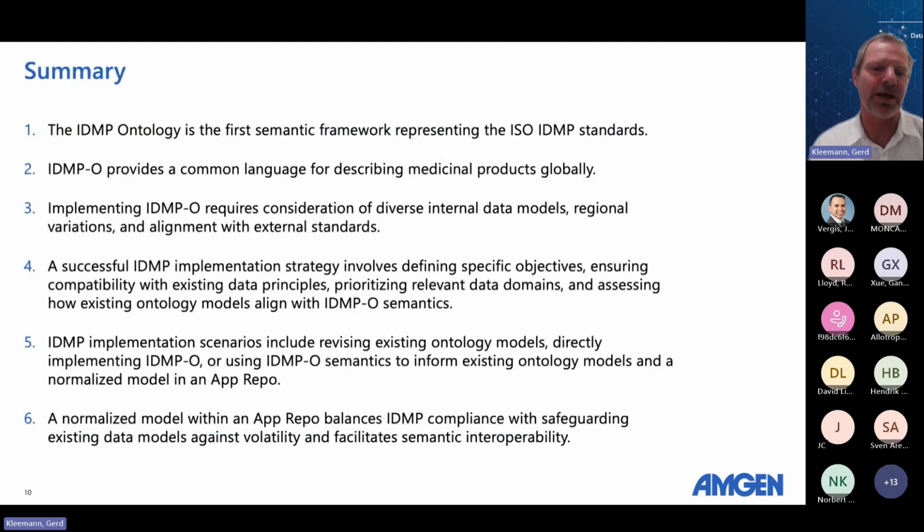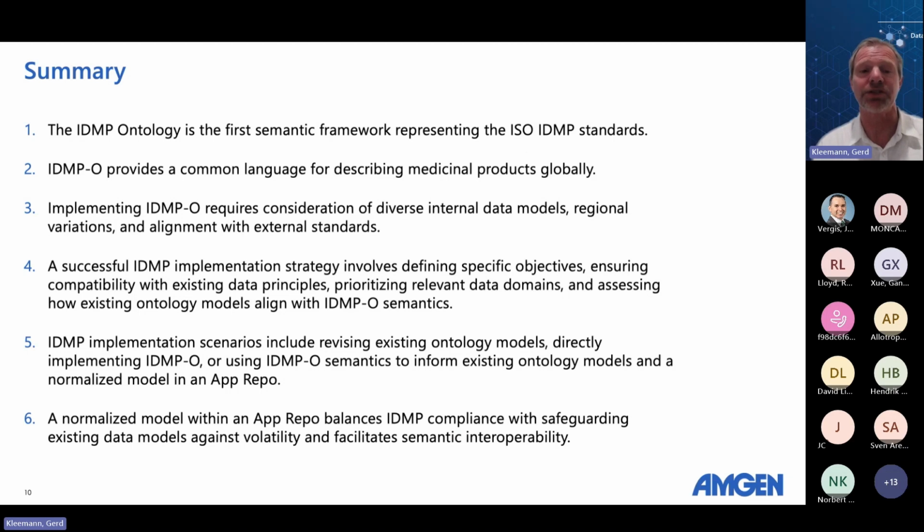So let me summarize. The IDMP ontology, as I said, is the first semantic framework representing the ISO IDMP standards. It provides a common language for describing medicinal products globally. Implementing the ontology requires consideration of diverse internal data models, regional variations, and alignment with external standards. A successful IDMP ontology implementation strategy involves defining specific objectives, ensuring compatibility with existing data principles, prioritizing relevant data domains, and assessing how existing ontology models align with IDMP ontology semantics.